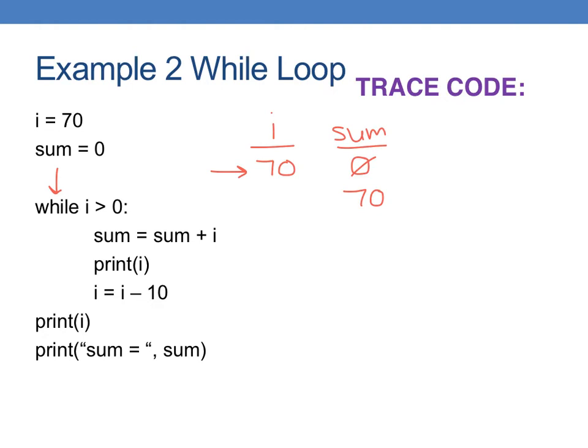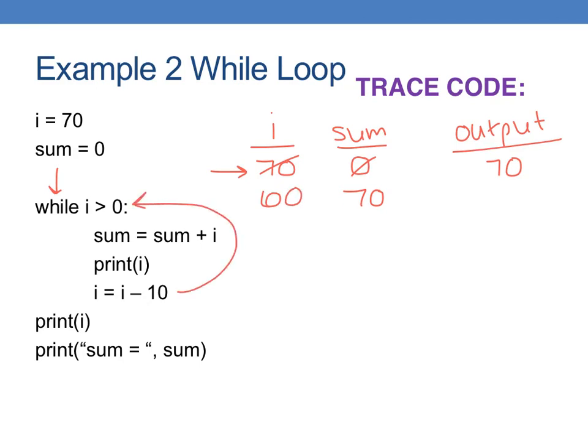It then says print i to the screen. So I'm going to go to my output. I'm going to print what i currently is, which is 70. Then it says i equals i minus 10. So we subtract 10. Then we loop back up. i is still greater than 0.